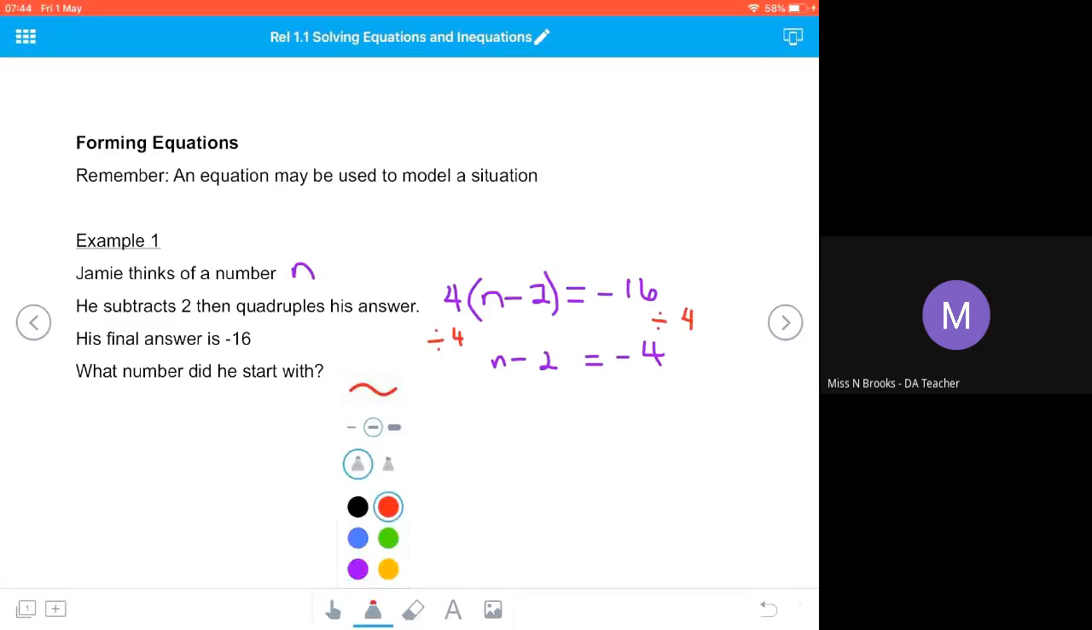Now we need to do the inverse process of take away 2. So we're going to add 2 to both sides. And that's going to give us n equals -2. And I can check that that works, because if I have -2 and I subtract 2, I get -4. And then if I multiply that by 4, I'm going to get -16, which is the correct final answer.